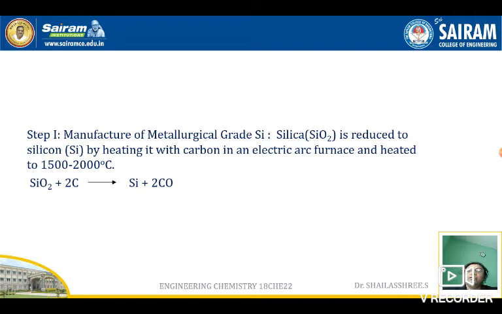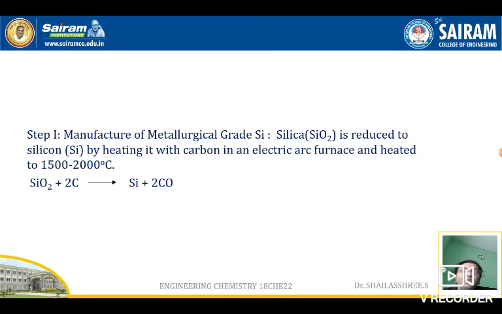As the name says, metallurgical grade silicon: when we say metallurgy, the metal will contain a large amount of impurities. In the same way, the metallurgical grade silicon will have both intentional and unintentional impurities. And the semiconductor grade silicon will be almost pure in nature. It will not contain any impurities at all.